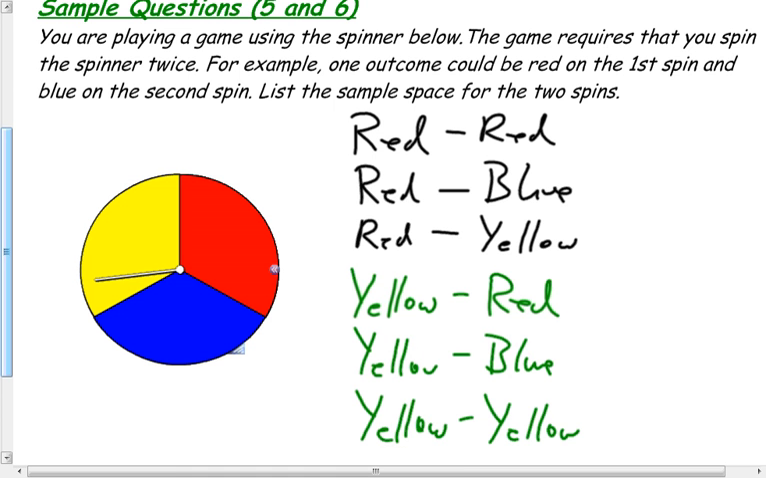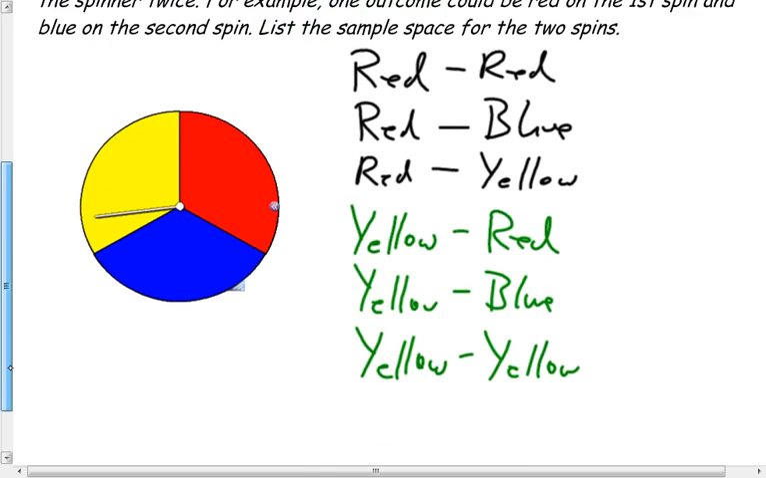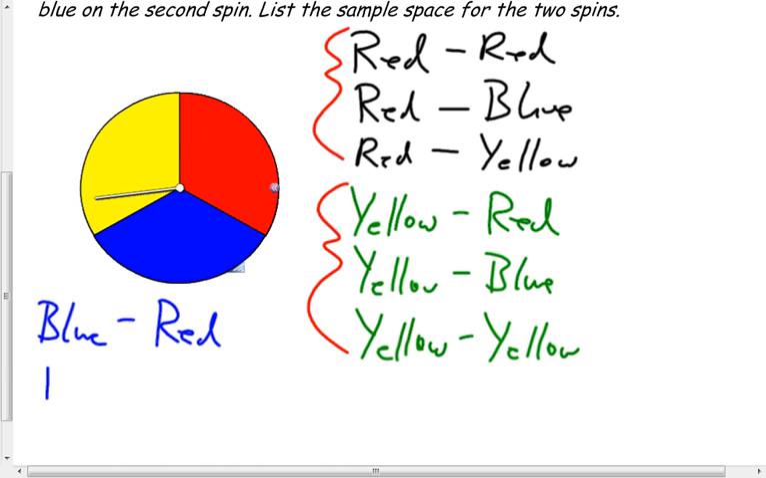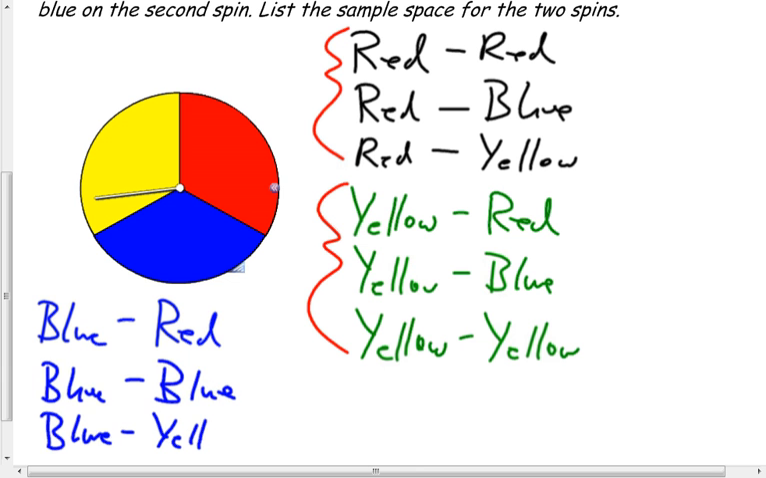Okay, so far there's 6 possible outcomes, but notice this is saying on the first spin I spun a red. This is saying on the first spin I spun a yellow, but what if on that first spin I spin a blue? If I spin a blue on the first spin, then I can spin a red on the second. I could spin a blue on the first and a blue on the second. Or I could spin a blue on the first and a yellow on the second. So, I think that's all the possible outcomes that we can have. So this would be our sample space.